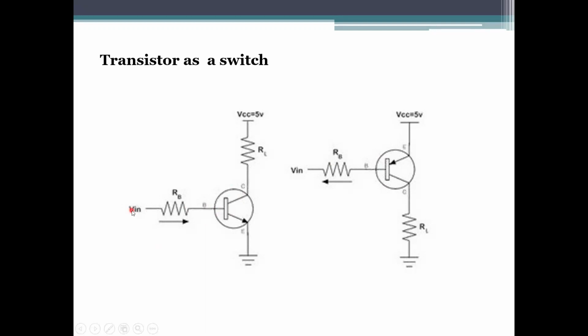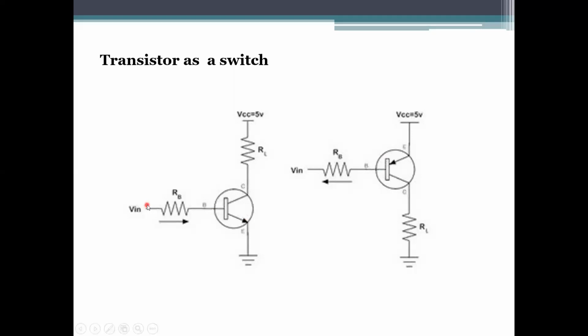So in case first, when the voltage VB is 0, this is your base terminal. When your VB is 0, the base-emitter junction is in reverse bias. The transistor goes into cutoff and it is equivalent to an open switch, as known. This is when your VB is 0.